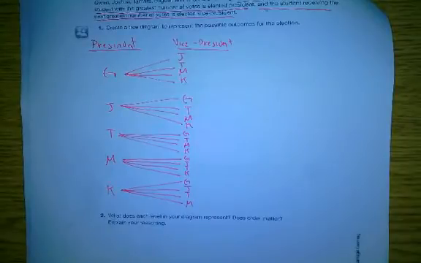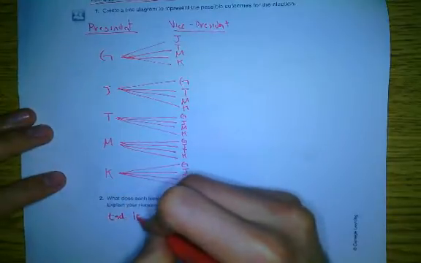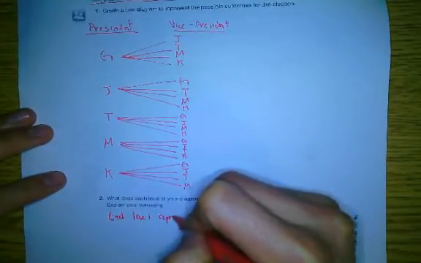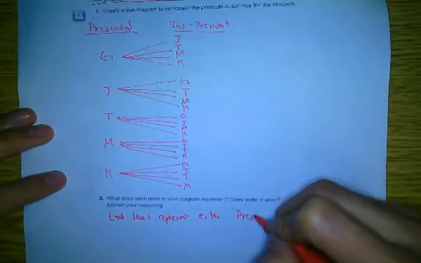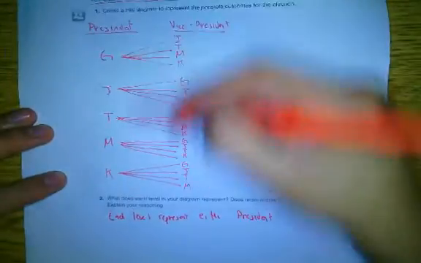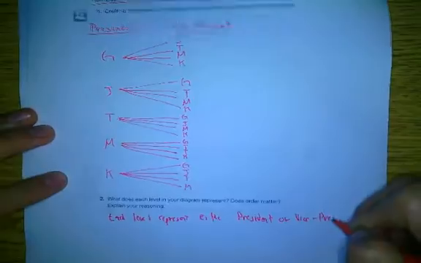All right, number 2. What does each level represent on your diagram? Well, each level represents either president, and that will be this level right here, or vice president, and that will be this level right here. Cool? It says, does the order matter?